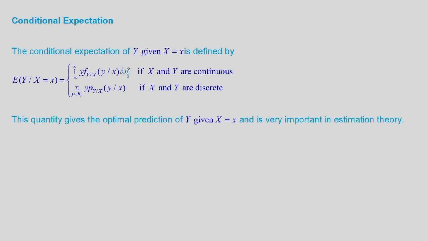Similarly, if we have to take the sum in the case of discrete random variables, this is y multiplied by the probability mass function of y given that x is equal to small x. So, that way we can determine the conditional expectation, and it has importance in estimation theory, because this conditional expectation gives the optimal prediction of y given x is equal to small x. What is optimal, we have to explain further, and therefore, it is very important in estimation theory.